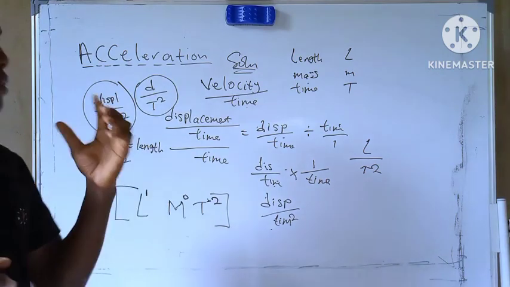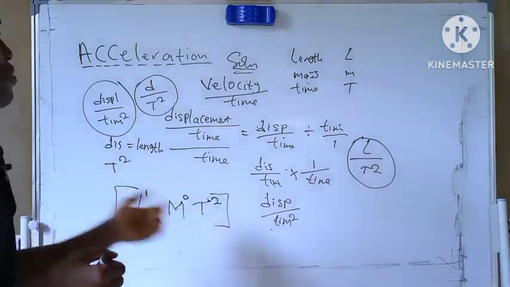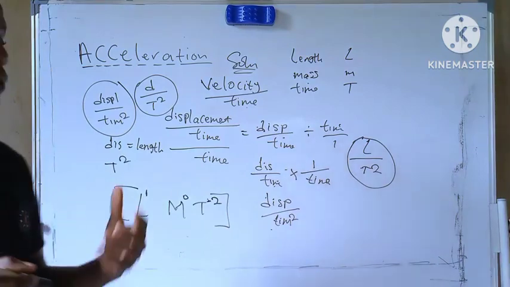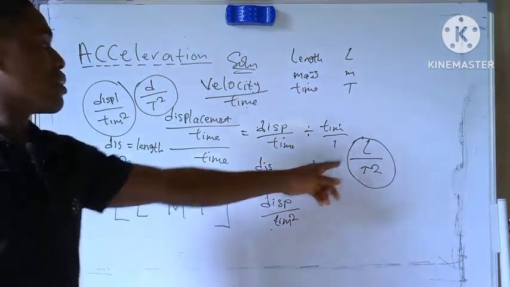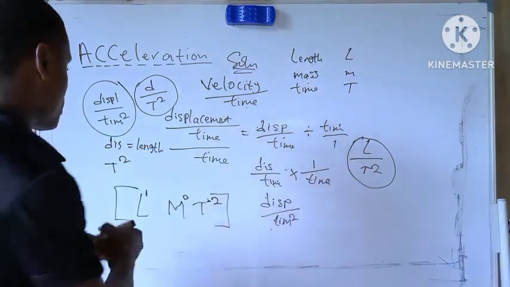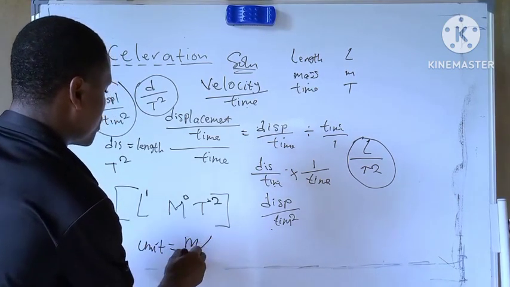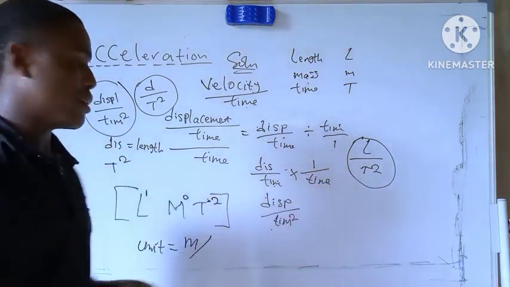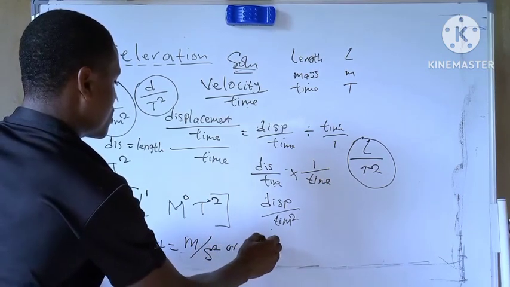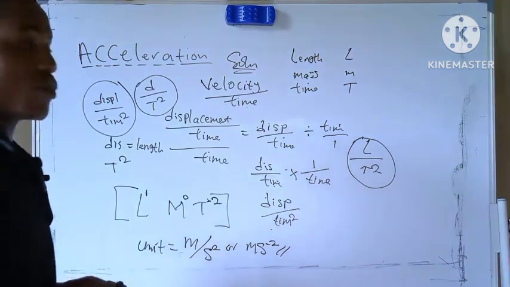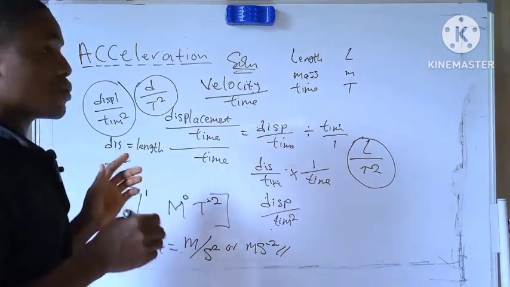So let's write down the unit of acceleration. So from this formula, we can write down the unit of acceleration. This is length, while T square is the time, right? So the unit of length is meter, while the unit of time is second. So meter per second square. So this is the unit of acceleration. So this is how to calculate the dimension of any physical quantity.